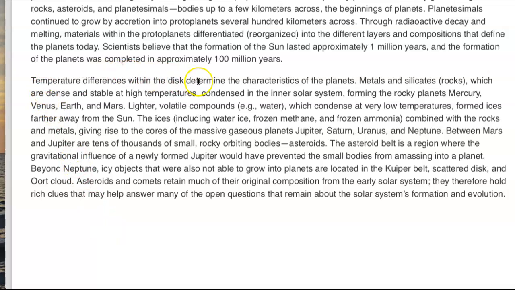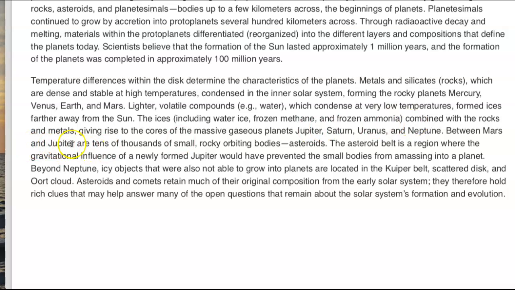Temperature differences within the disks determine the characteristics of the planets. Metals and silicates, which are rocks, which are dense and stable at high temperatures, condensed in the inner solar system, forming the rocky planets Mercury, Venus, Earth, and Mars. So those are the 4 planets that are pretty rocky. Lighter, volatile compounds, like water, which condense at very low temperatures, formed ices farther away from the sun. The ices, including water ice, frozen methane, and frozen ammonia, combined with the rocks and metals, giving rise to the cores of the massive gaseous planets Jupiter, Saturn, Uranus, and Neptune.